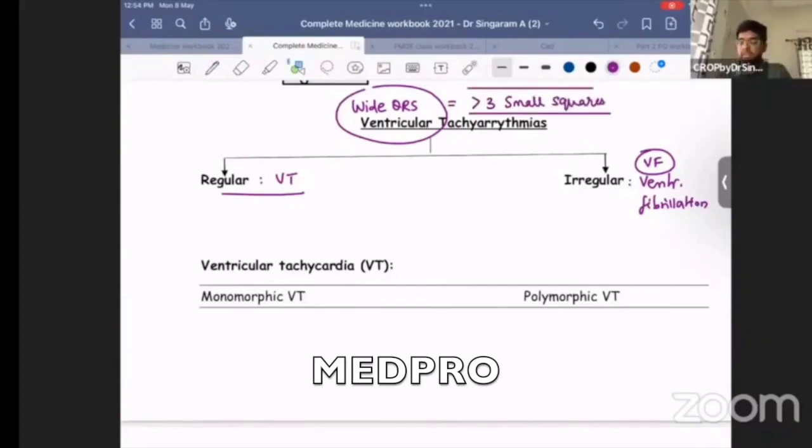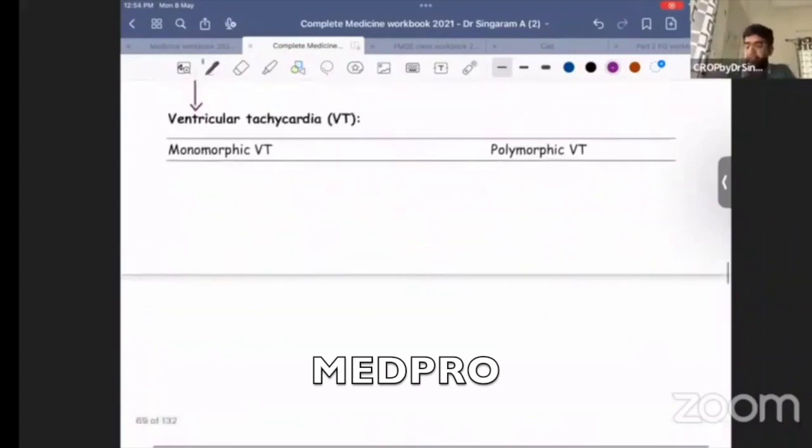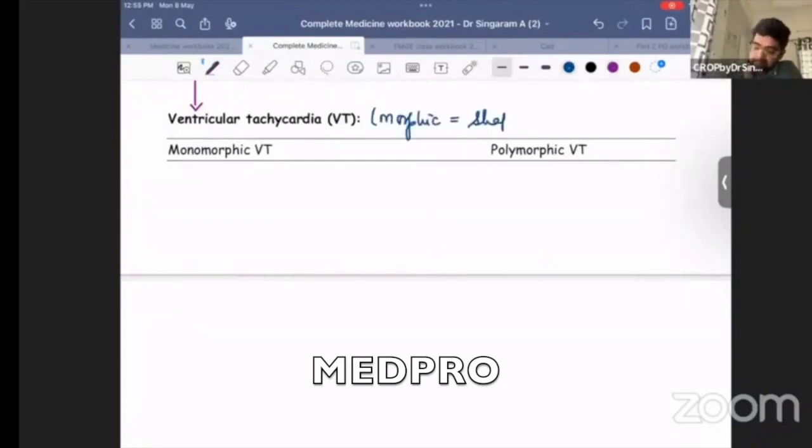Clear, everyone? Okay. We will start a discussion of ventricular tachycardia, which is a regular form of ventricular tachyarrhythmia. There are two names, as you can see. One is monomorphic, another one is called polymorphic. Morphic means what? Basic question. Morphic refers to the shape. If the shape is like this, can you see that? It is like a regular shape. I will call it monomorphic VT.